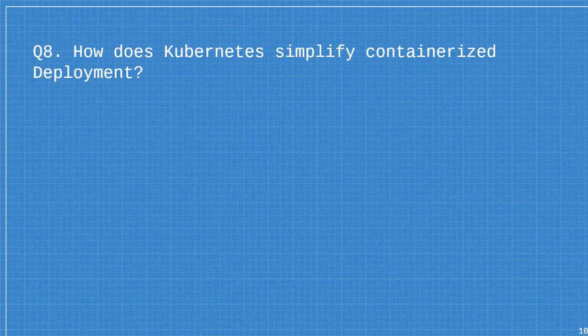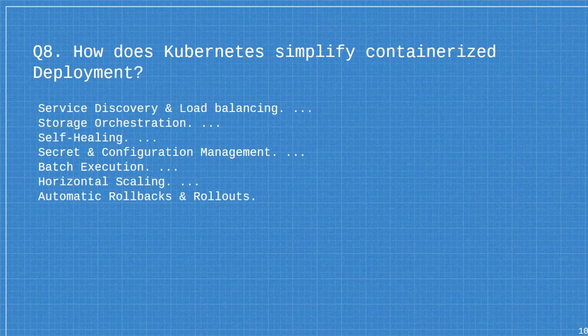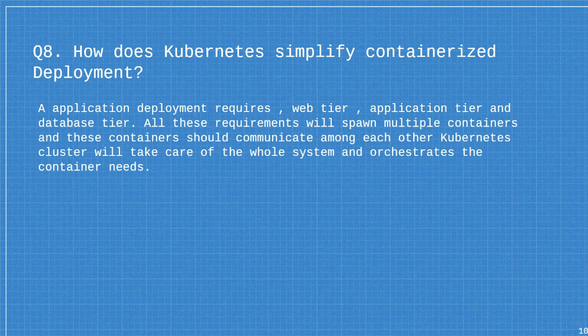How does Kubernetes simplify container deployment? Okay. Application deployment requires a web tier, application tier, and database tier. All these require multiple containers, and these containers require communication among them, which can be taken care of by Kubernetes. Otherwise, if you are configuring a Docker environment, it would become a very complex task.